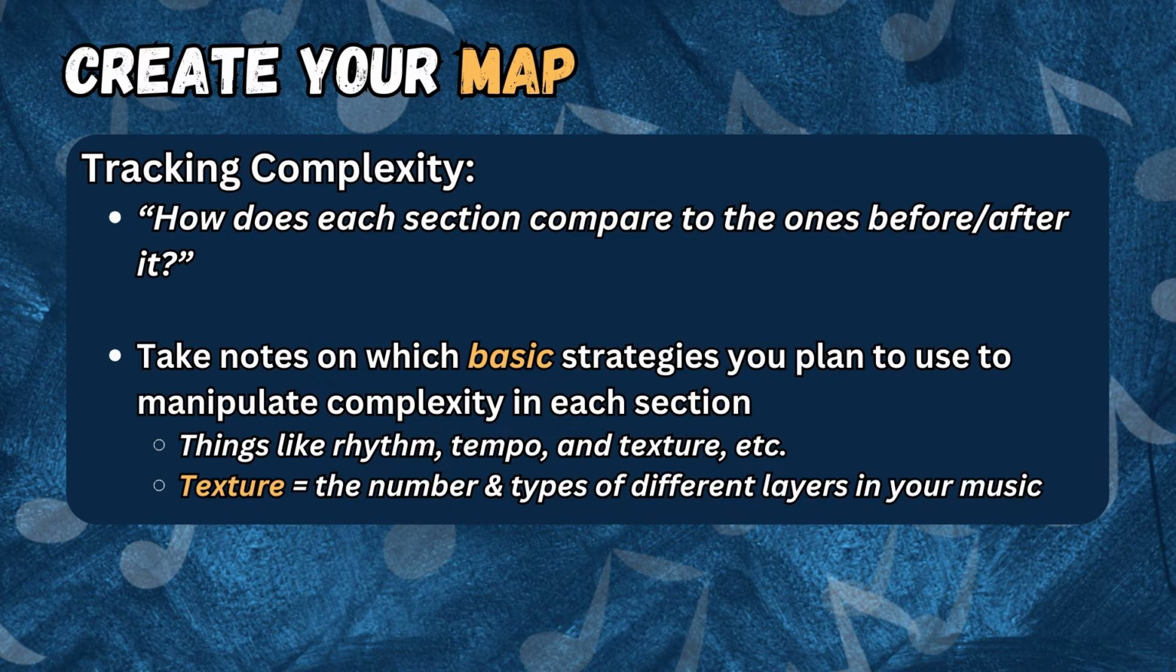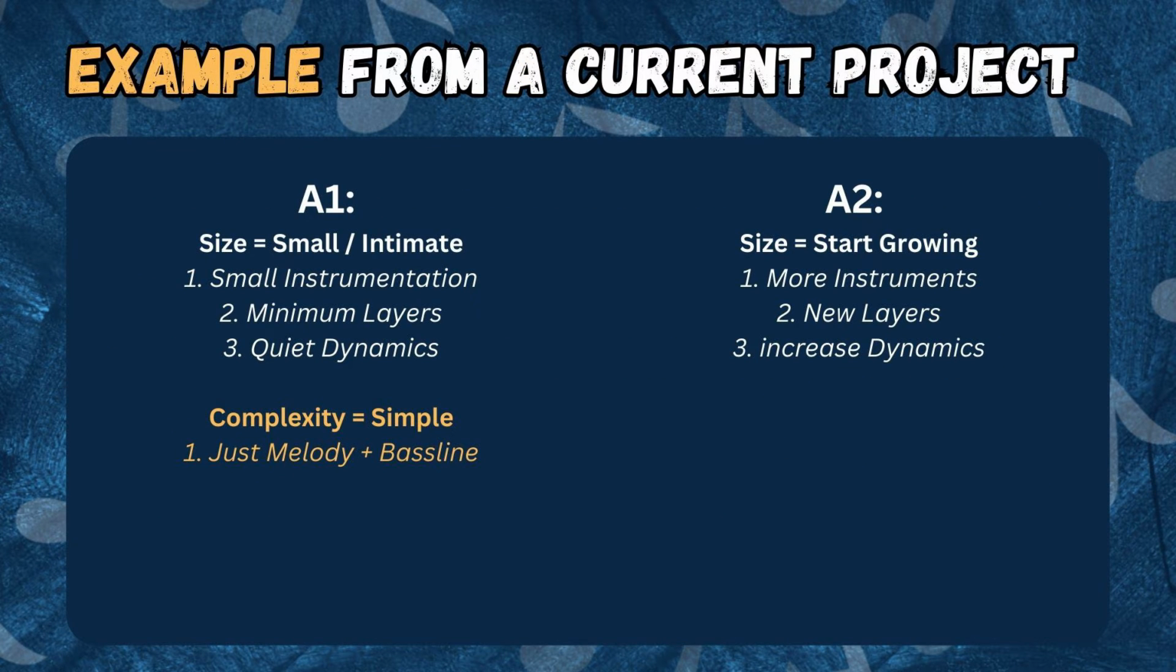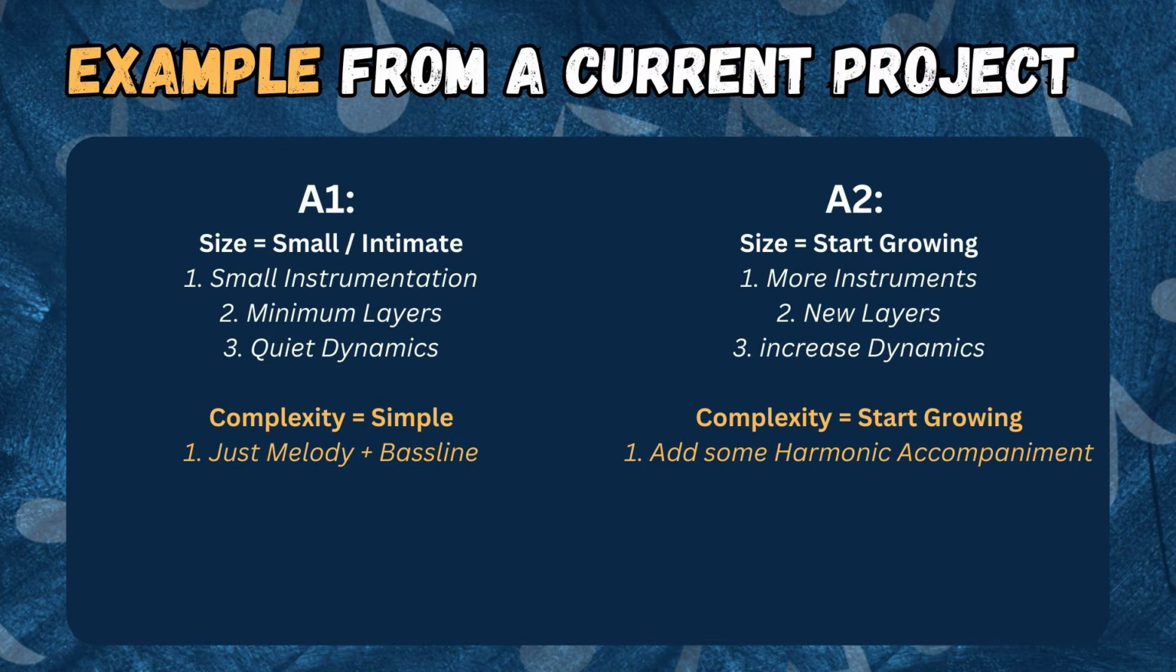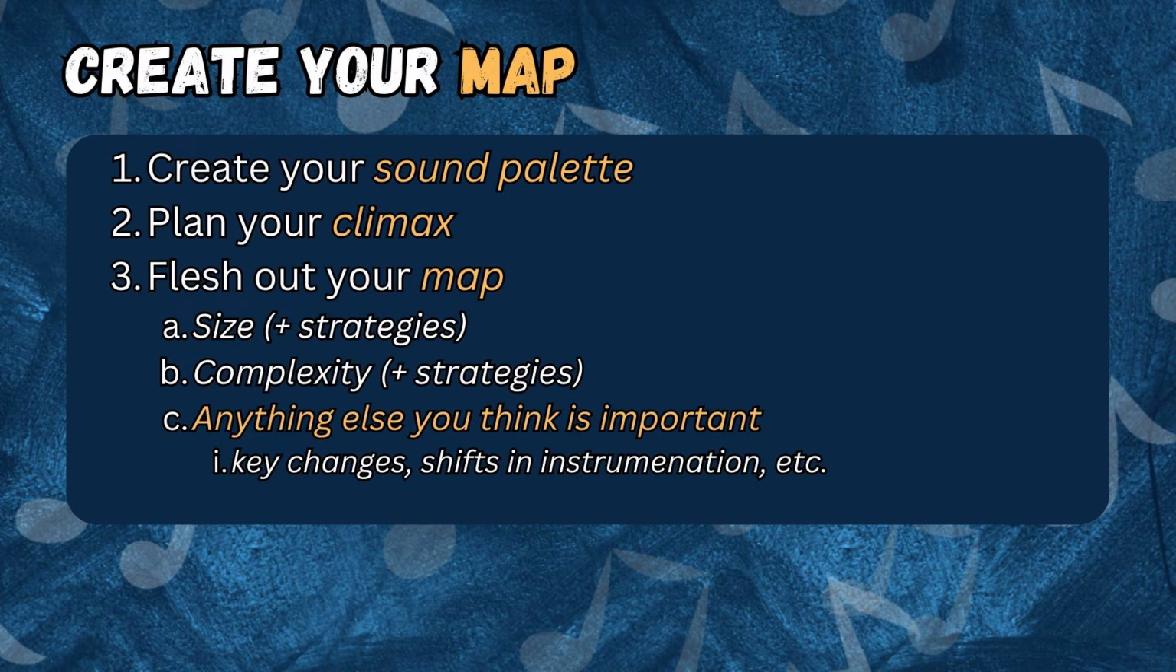So, for example, in section A, phrase 1, I need an intimate and small size. So I think keeping things simple is a really good idea. Texture-wise, I'm just going to work with a melody and simple bass line. Then, in section A, phrase 2, I can help contribute to the growth by fleshing out my texture a bit more. Maybe in addition to increasing the instrumentation and dynamics, I can start adding some harmonic accompaniment as well. Just like the size, I can continue moving section by section and phrase by phrase, taking simple notes on what kinds of tools I want to use to manipulate the complexity and movement in my music. As you work on your map, you can also take notes on any additional information you think is important.